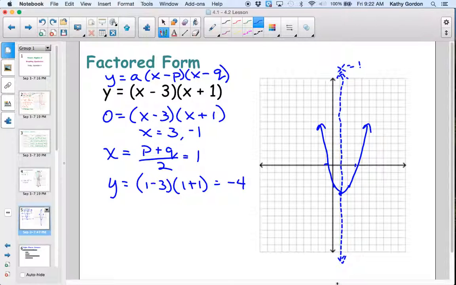Okay? But in this case, it's kind of nice because if I already know the x-intercepts and then I can find the vertex, I've already got 3 of my points. I just need 2 more. And then I can draw my graph.